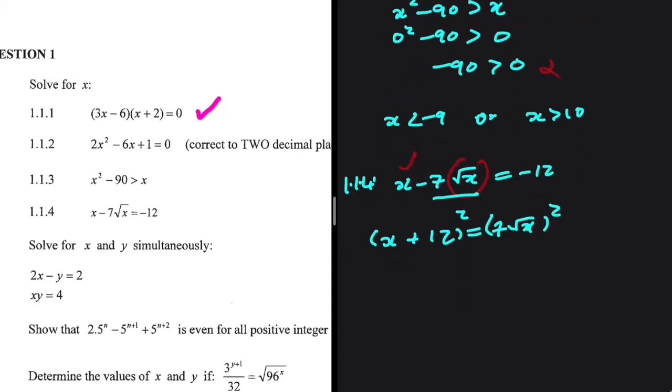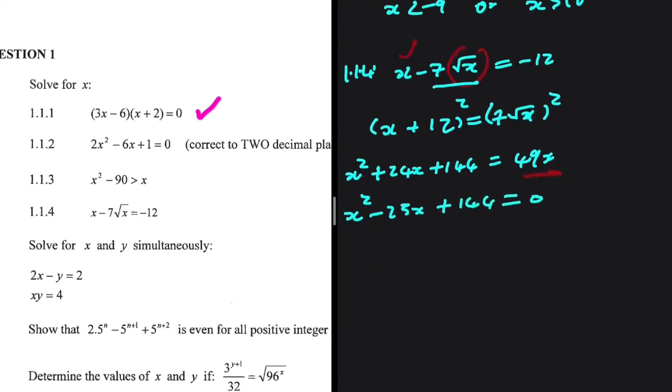If I do that, (x + 12)² gives x multiplied by x, that is x², x multiplied by 12, that is 12x, multiplied by 2, that is 24x, plus 144 being equal to 49x. So now we need to take 49x to the left hand side. We're going to have x² plus 24 minus 49, that will be minus 25x, plus 144 being equal to 0. So now we just need to factorize this.